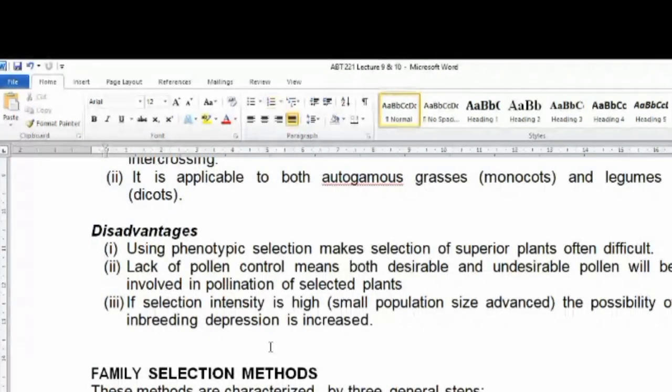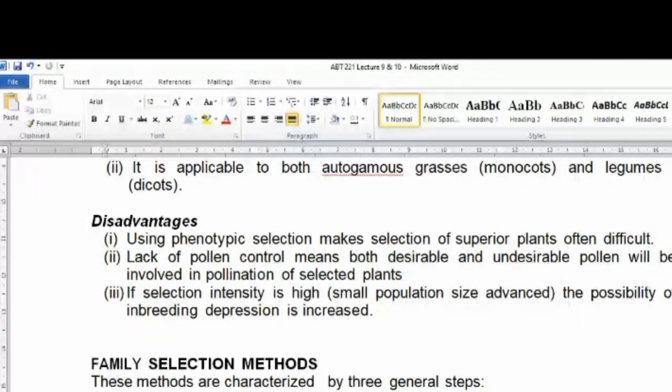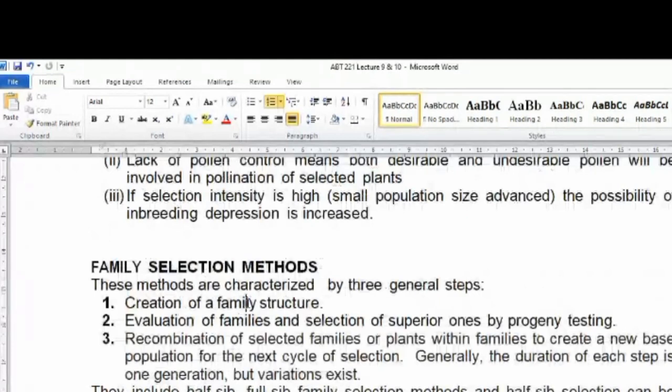Okay, then we have the family selection method, which is also characterized by three steps. There's the creation of the family structure, then evaluation of those families and selection of superior members, and then recombination, of course, mating, so that the superior ones that you have selected are mated afresh, so that you generate a new population.